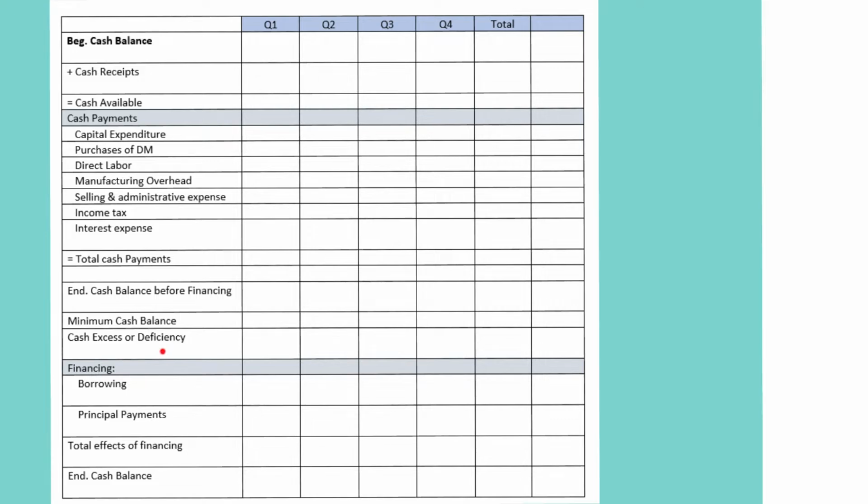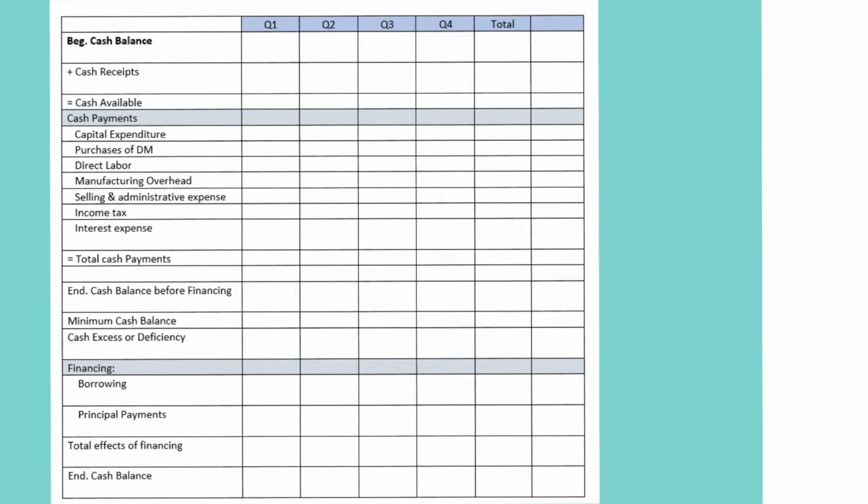If you have deficiency, you need to borrow money. So this is the financing part, borrowings. If you have cash excess, you can pay your loan. If you have cash deficiency, you need to borrow money. Okay? Then this is total effect of financing, which is the total for these two. Then you get the ending cash balance, in which you're gonna take your ending cash before financing with the financing effect. Okay, you're gonna get the ending cash balance.